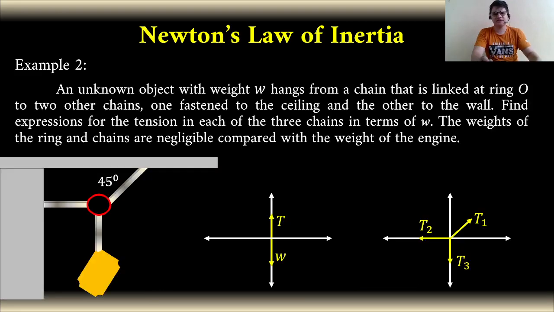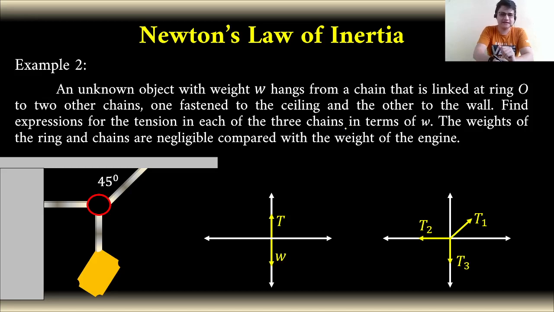Let's consider this next problem. An unknown object with weight W hangs from a chain that is linked at ring O to two other chains, one fastened to the ceiling and the other to the wall. Find expressions for the tension in each of these three chains in terms of W. The weights of the ring and chains are negligible compared with the weight of the engine or of this object.